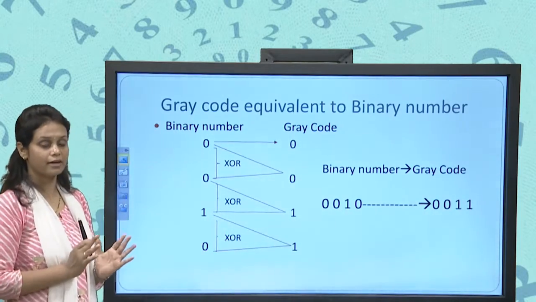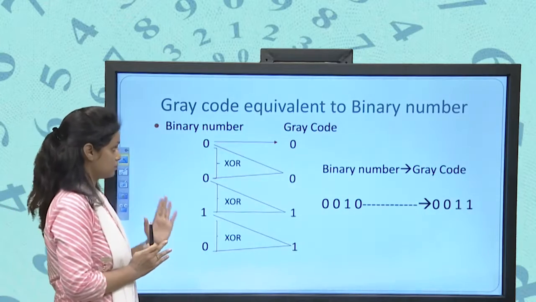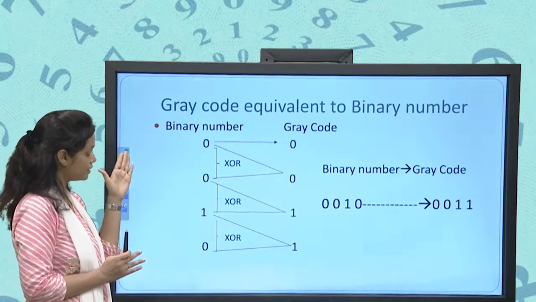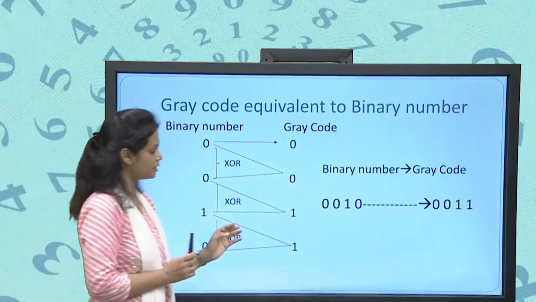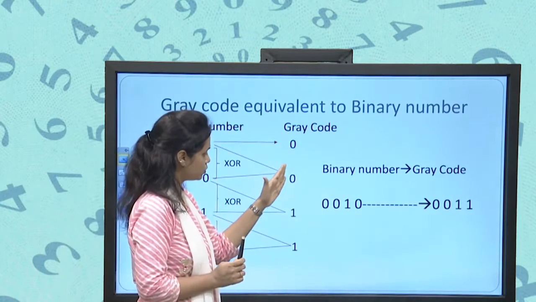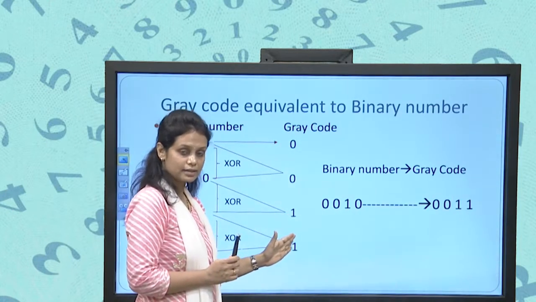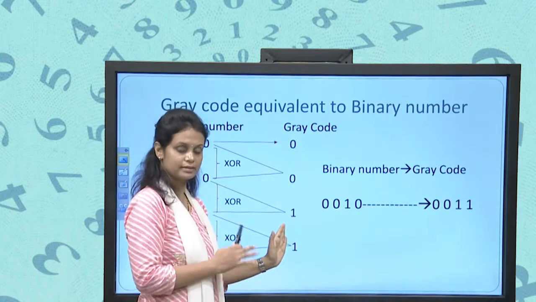So what is the final output for the binary number 0010? The final output for the binary number 0010 is 0011. This is the number in the gray code.